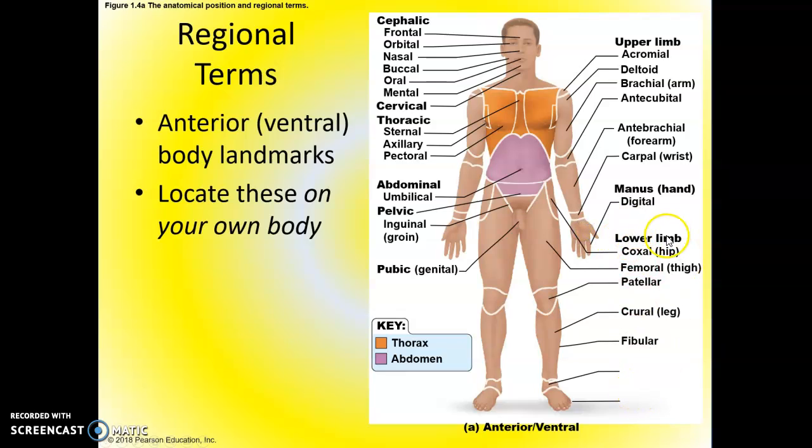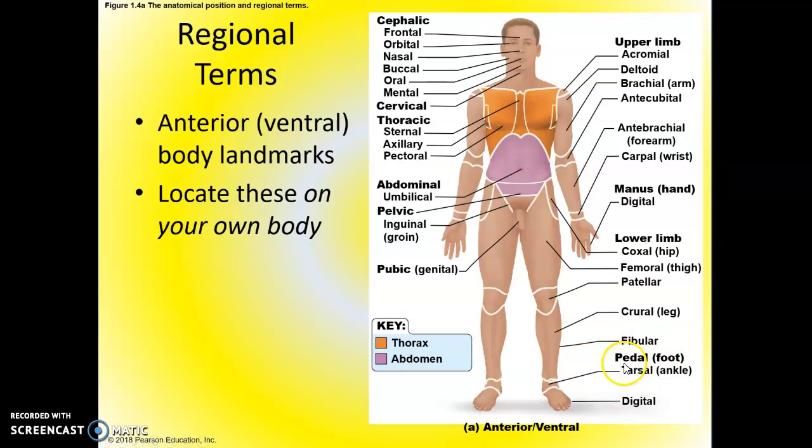And then we've got the lower limb. The coxal region refers to the hips. The femoral region refers to the thighs. The patellar region refers to the kneecaps. The crural region is actually called the leg here medically. The crural region is the front part of your leg. Fibular is the outer edge.